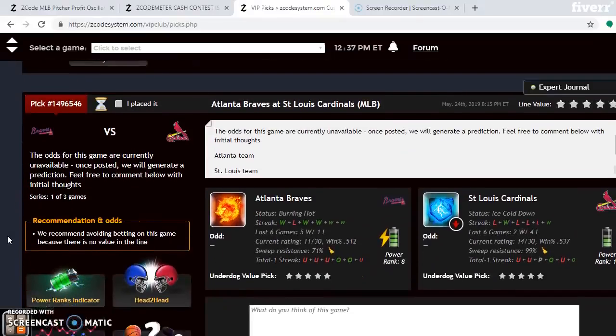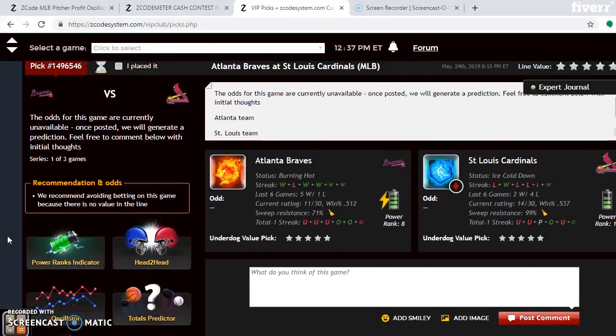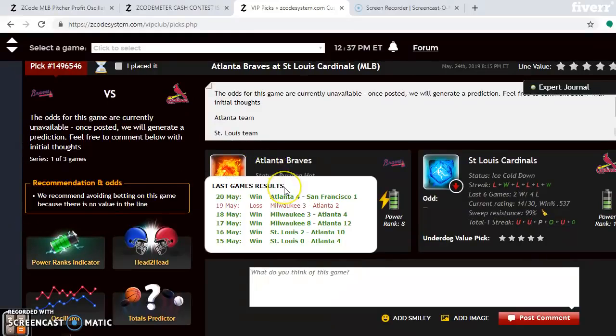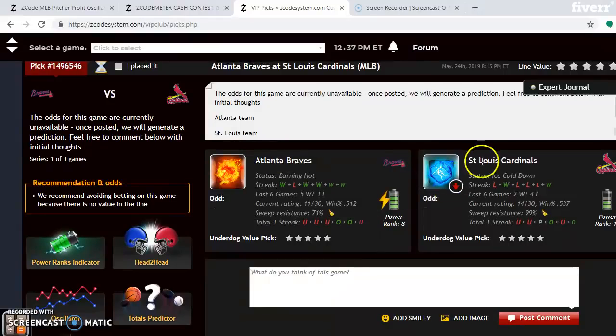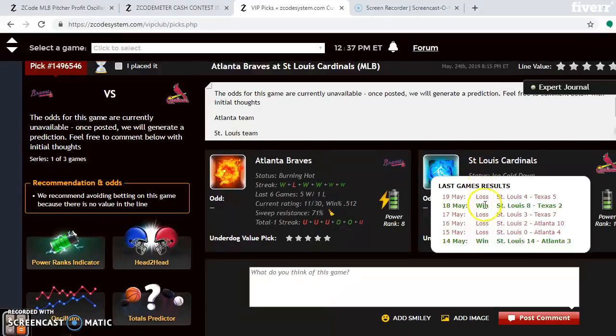Now we're going to look at the Atlanta Braves and the St. Louis Cardinals. The Braves are burning hot right now, and they have won 5 out of their last 6, as you see right here. The only loss came on May 19th against Milwaukee. The Cardinals are ice cold, and you can see they've been trending poorly. They have lost 4 out of their last 6.